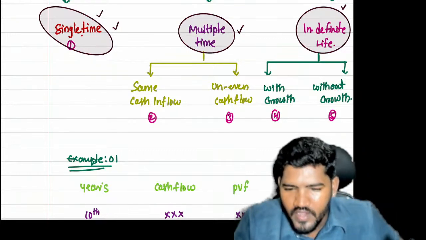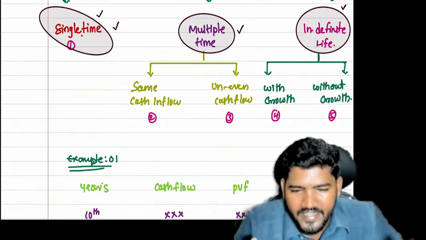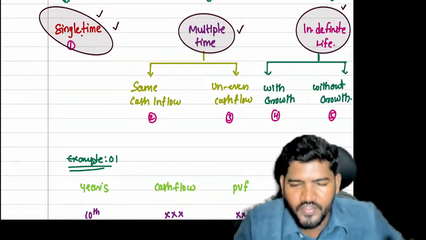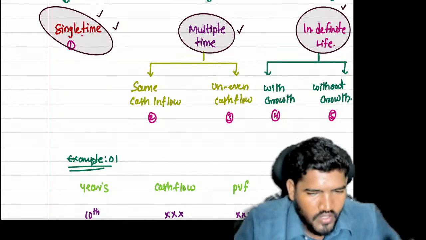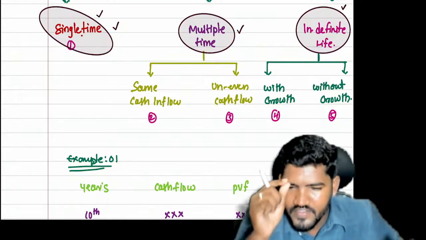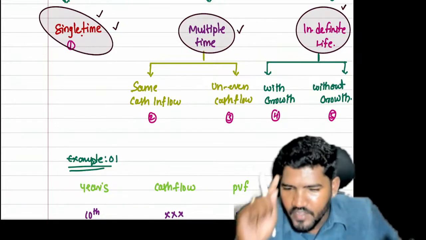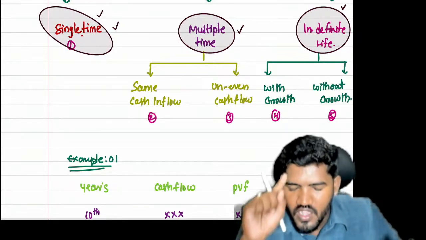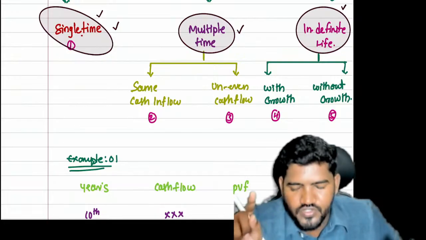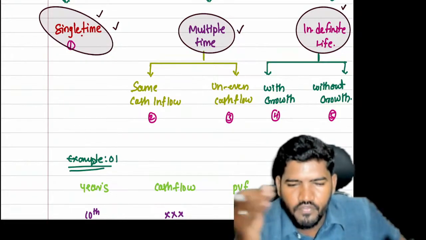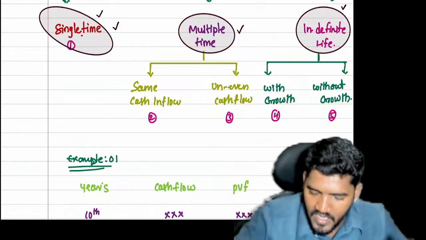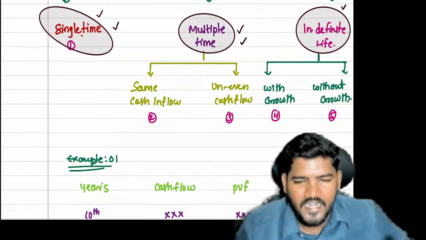If I invest 1 lakh rupees, I may receive 10,000, 40,000, 50,000. You can observe, I invested 1 lakh rupees today. At the end of the first year, I received 10,000. At the end of the second year, I received 40,000. At the end of the fourth year, I received 50,000. If you have that kind of inflows, that is called multiple time.